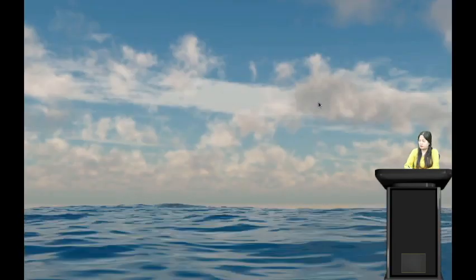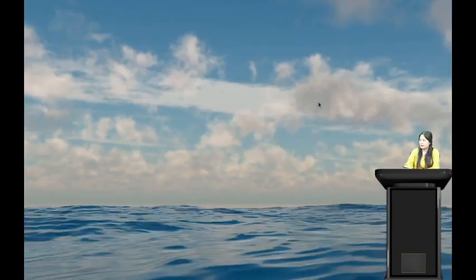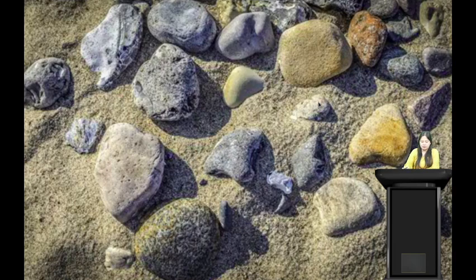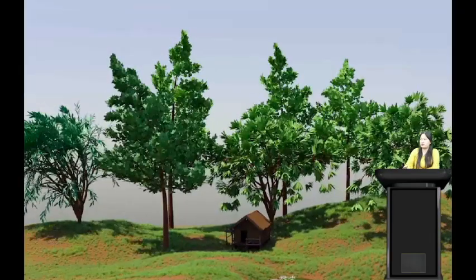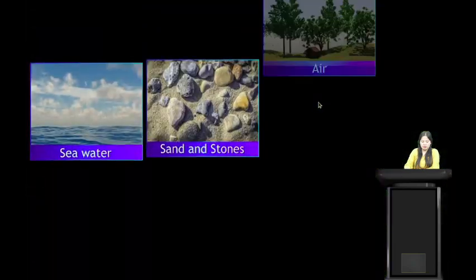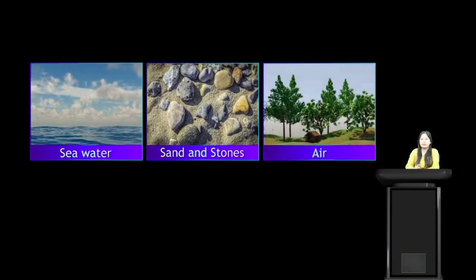Here we have seawater. So seawater is also a mixture. Here we see stones and sand, right? And here we see the air moving. So seawater, sand and stones, and air are all matter around us, and these are examples of mixtures. So generally, matter around us is not pure; it is a combination of different components. These are examples of mixtures.